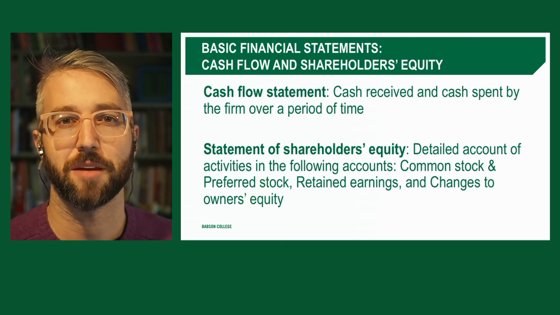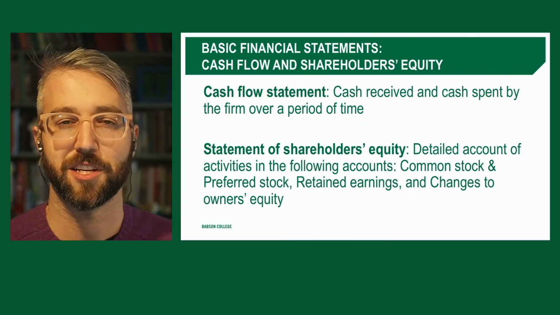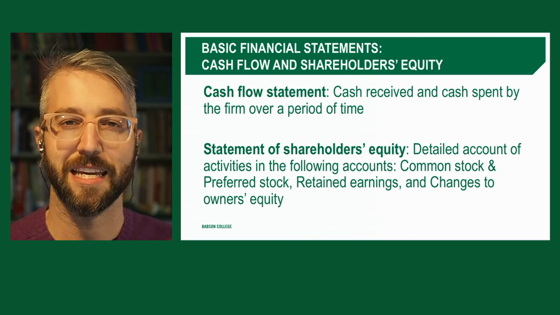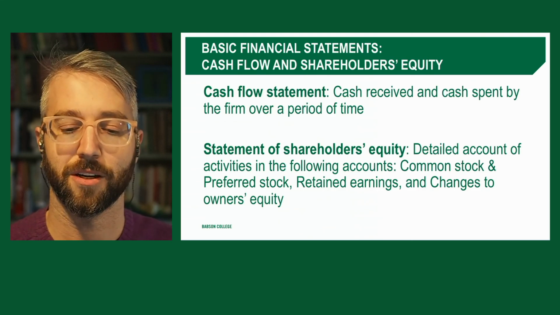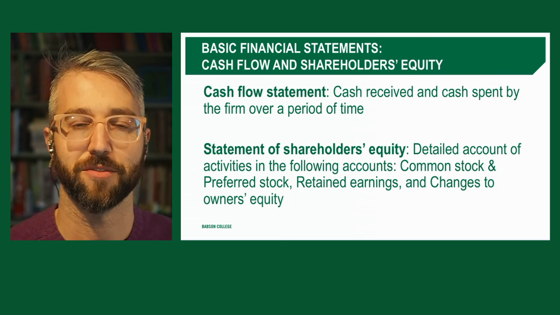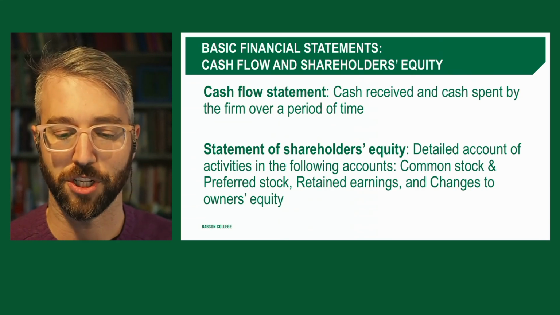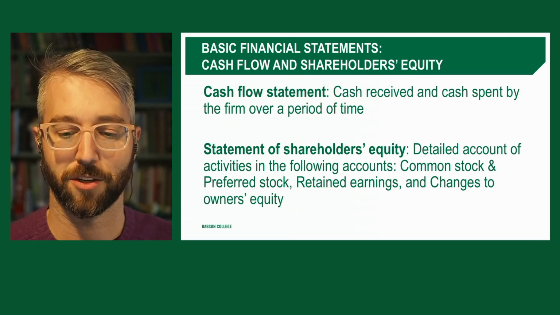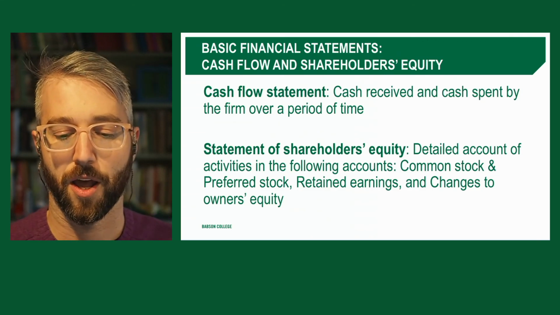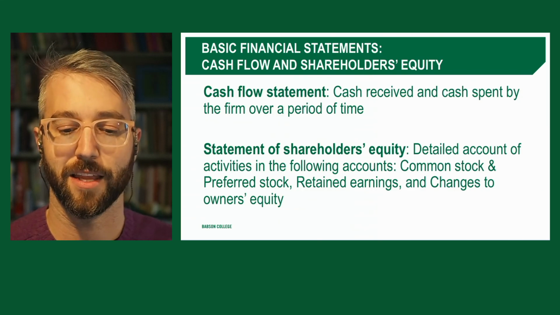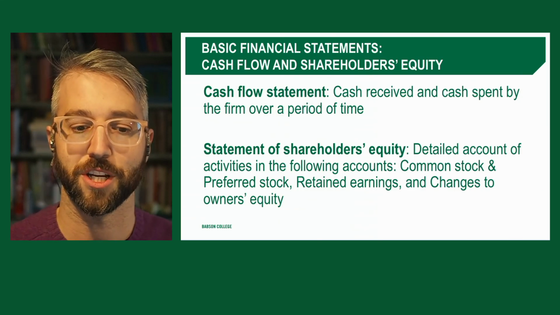And then finally, the statement of shareholders' equity. And typically a statement of shareholders' equity is going to describe what was going on at the beginning of the period, the end of the period, and the changes. So often this includes a stock and a flow component, and provides a detailed account of the changes in various equity accounts, in particular common stock and preferred stock, retained earnings, which is part of the common stock account, and then the flows in and out of those accounts, or changes in owner's equity.